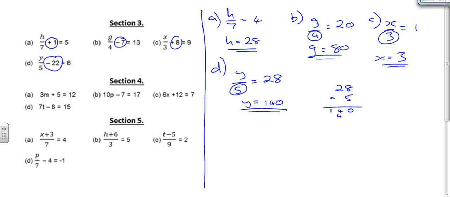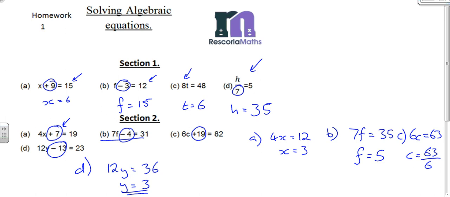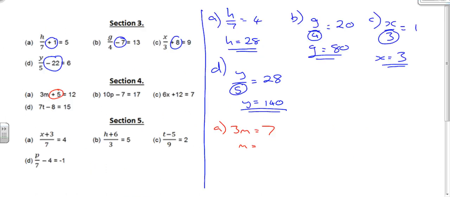Okay, so now section 4. It's in a different colour, so it looks slightly different. Step 1, exactly the same as last time. You get rid of the plus 5 by taking away 5. So you're going to have 3m equals 7. Now, this time we notice that 3 doesn't go into 7. So what we do, just like this question here where 6 didn't go into 63, we do 7 divided by 3, but because we can't do that, we just leave it 7 over 3.